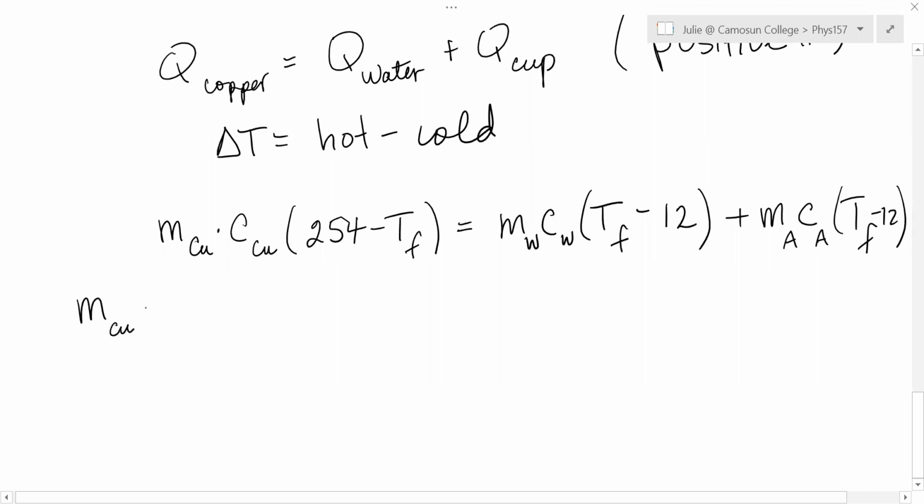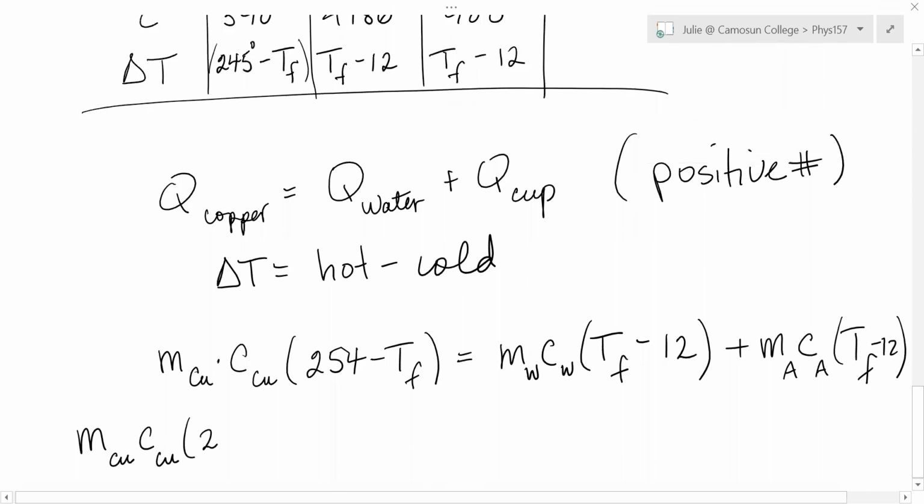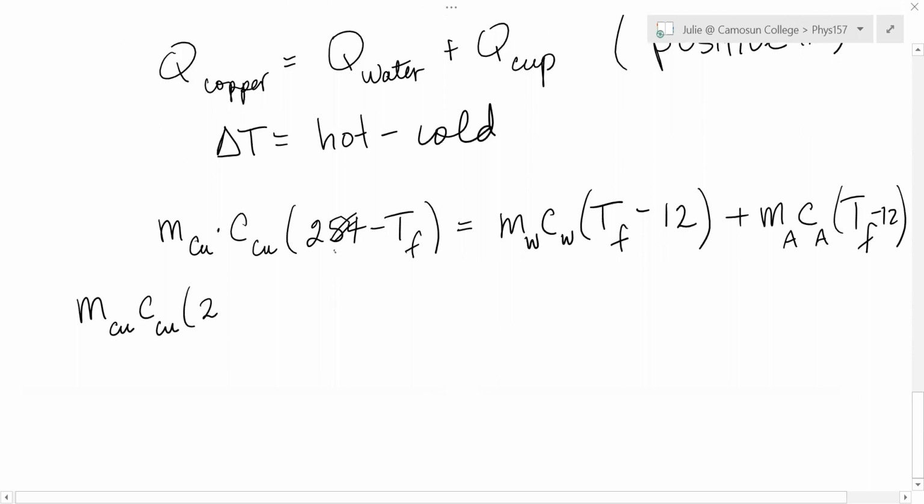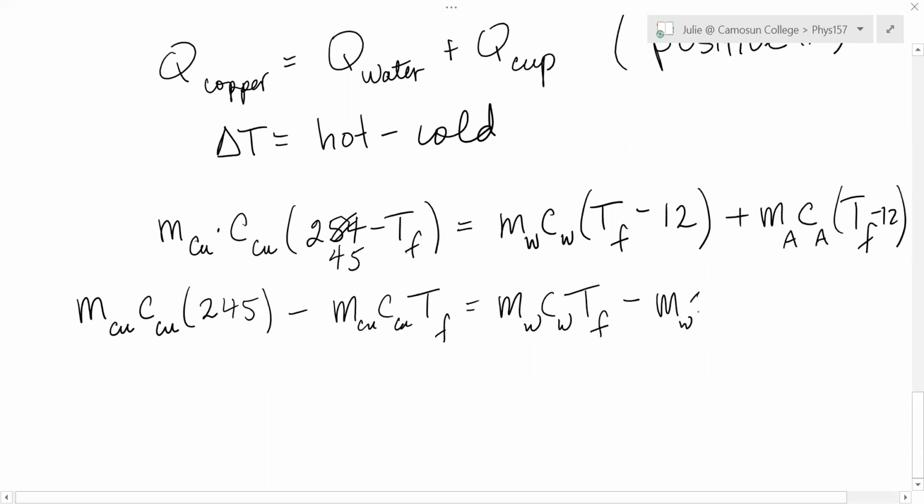So the mass of copper, C of copper, times, what was it, 254 or 245? Whoops, I got that wrong. It's 245. Careful here. 245 minus M copper, C copper, TF. M water, C water, TF minus M water, C water 12, plus M aluminum C aluminum TF, sorry, minus M aluminum C aluminum 12.